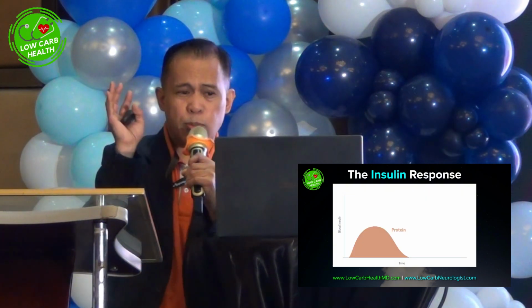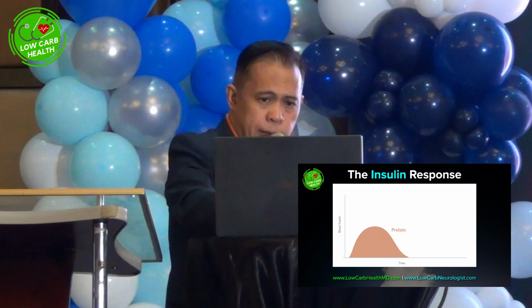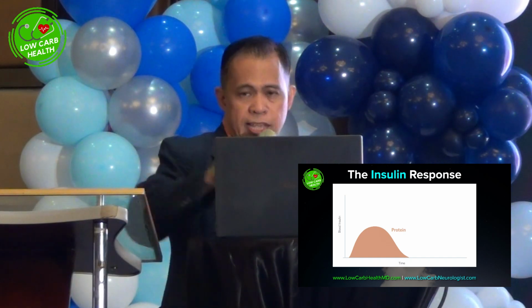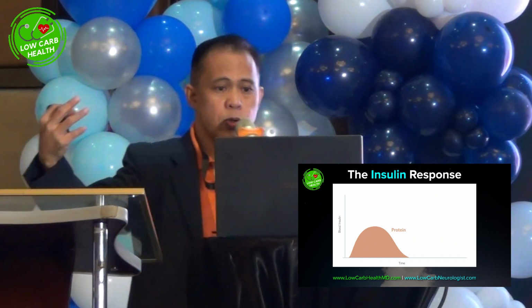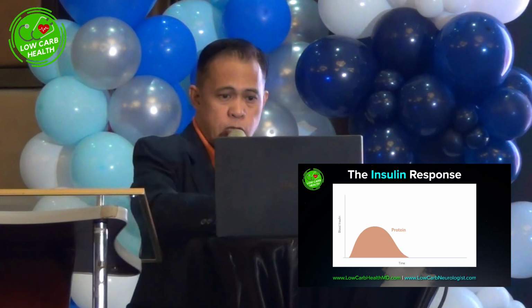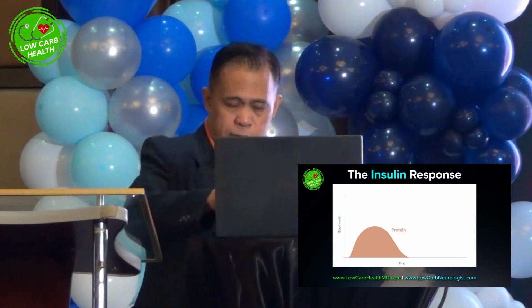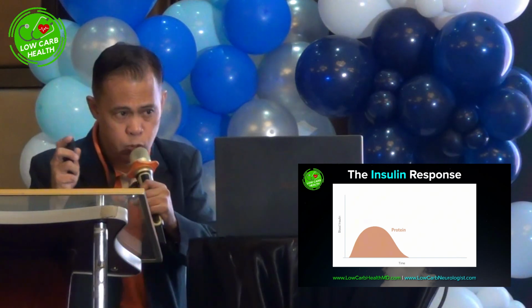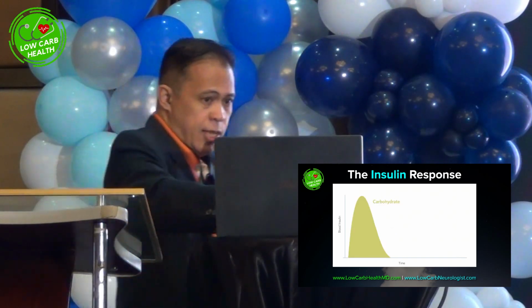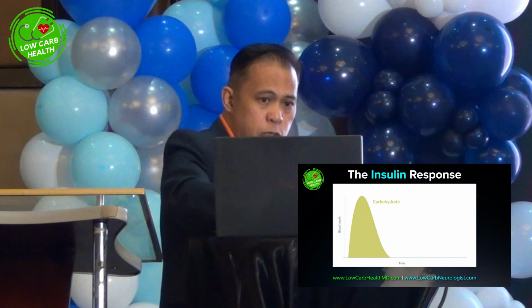But when you eat protein, it goes up a little bit higher. But then glucagon is also secreted, as a counter-regulatory hormone to insulin. So it doesn't really matter that much. What matters most is carbohydrates. This elicits the highest level of insulin response.